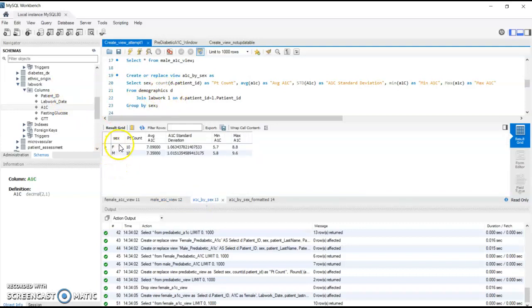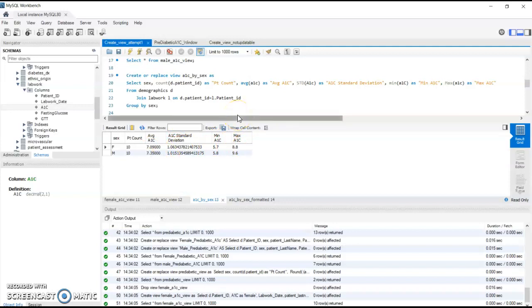So you can see I have 10 patients, which confirms what I had in the last, when I had originally segregated them into the two tables. I have my average A1C, I have my standard deviation, I have my minimum and my maximum.